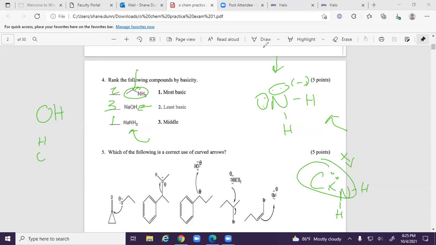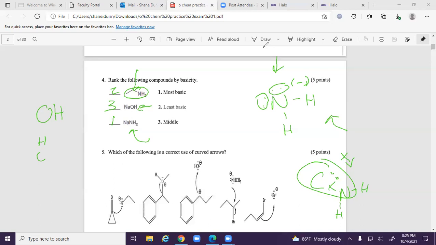It wants to become happy. Yes. Those are the conjugate. They were acids, right? They became conjugate bases. So that's right.